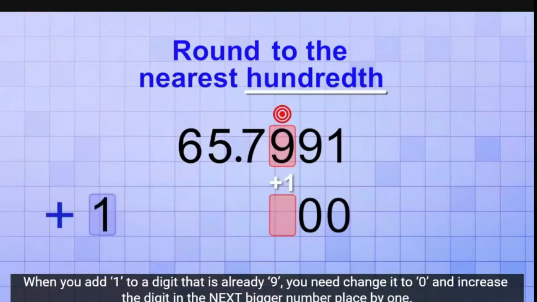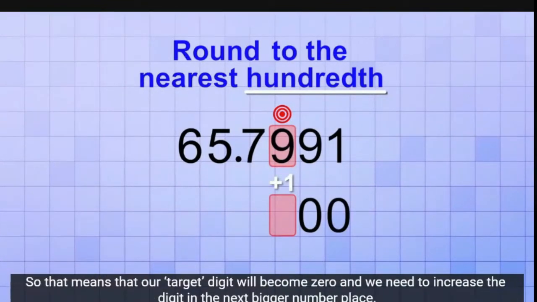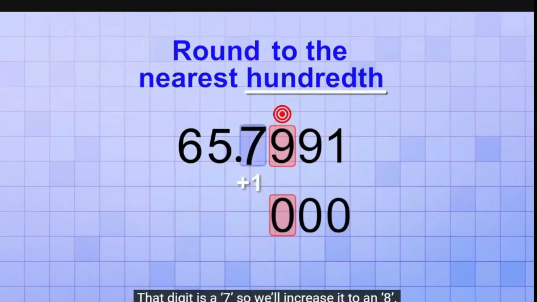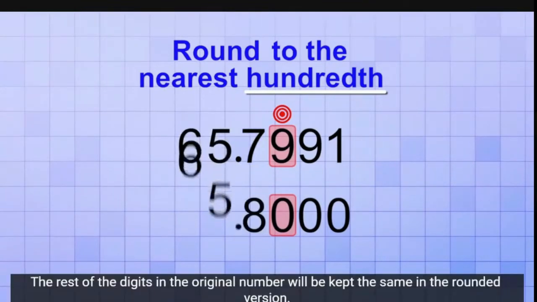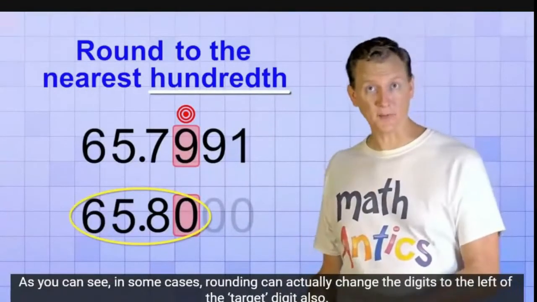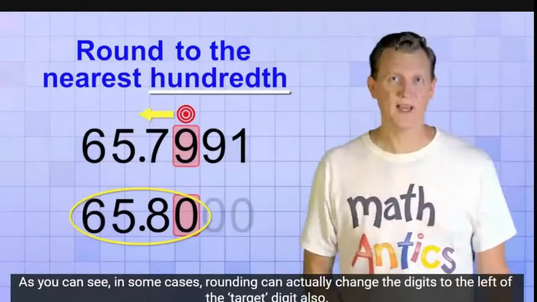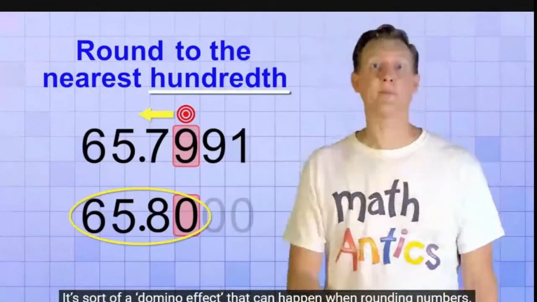When you add 1 to a digit that's already 9, you need to change it to 0 and increase the digit in the next bigger number place by 1. So that means that our target digit will become 0, and we need to increase the digit in the next bigger number place. That digit is a 7, so we'll increase it to an 8. The rest of the digits in the original number will be kept the same in the rounded version. So our rounded version will be 65.80. As you can see, in some cases, rounding can actually change the digits to the left of the target digit also. It's sort of a domino effect that can happen when rounding numbers.